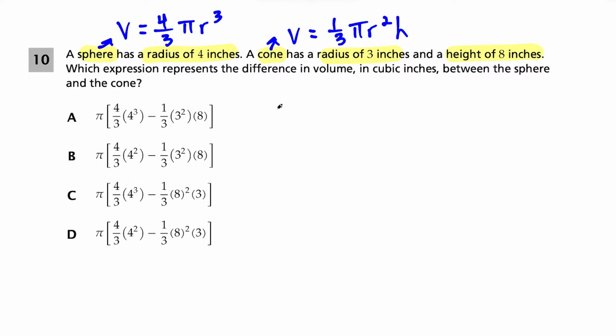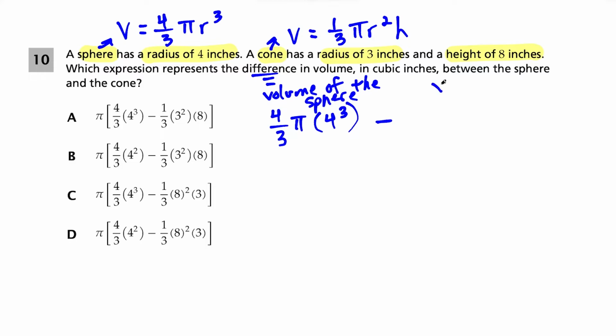So now I'll just plug in. We have 4/3 pi, and then the radius of the sphere is 4 inches. So 4 to the third power is going here. And I'm just going to write it like this because that's how it's appearing in the answer key. Notice that 4 to the third power is entirely inside the parentheses. Now, the difference in volume tells us to subtract. So now this is the volume of the sphere. Okay, so this over here is the volume of the sphere. And we're going to subtract the volume of the cone from it.